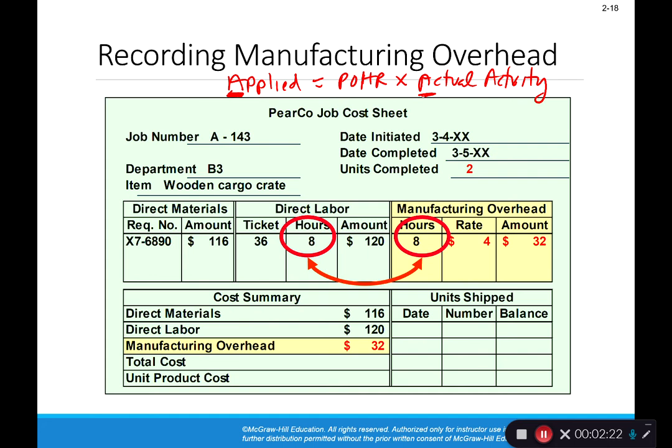So applying the overhead to the jobs requires that we take that estimated predetermined overhead rate that we calculated at the beginning of the year, which is the $4, and then we multiply it by the actual activity, whatever the driver is. Well, we've already determined that the driver for this is direct labor hours, so we're going to take the 8 direct labor hours, carry it over, and then multiply that by our predetermined overhead rate of 4. And that's where our 32 comes from, which is the last component of our product cost.